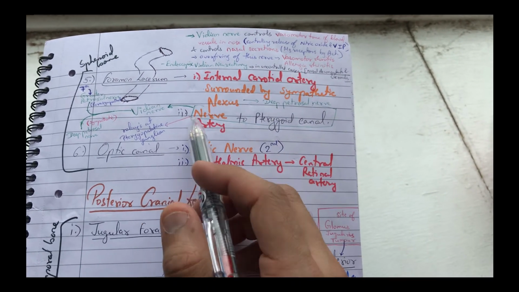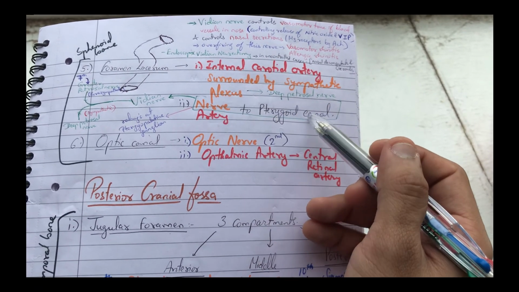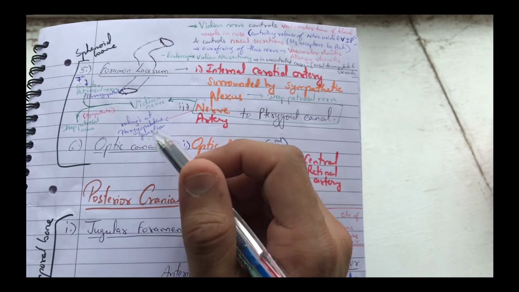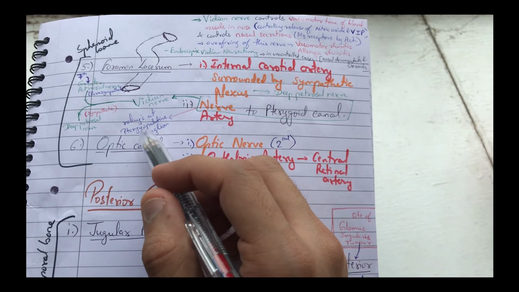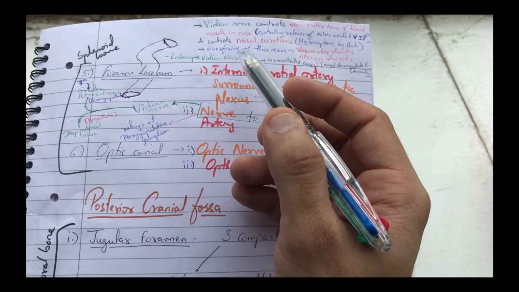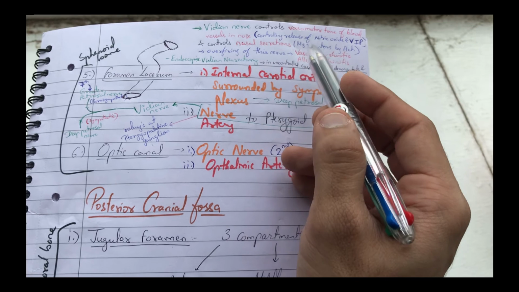And again, as I mentioned, this nerve exits through the pterygoid canal, enters the pterygopalatine fossa, and relays with the pterygopalatine ganglion, from which the post-ganglionic nerve fibers enter the nasal mucosa and do all these things.